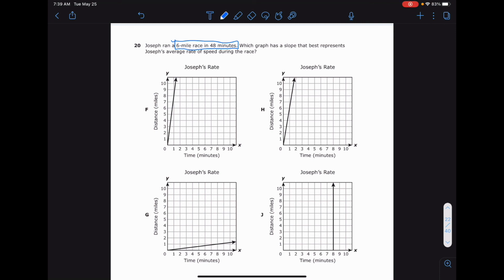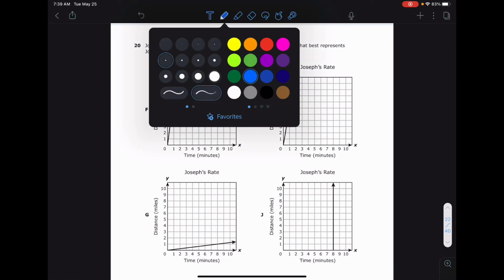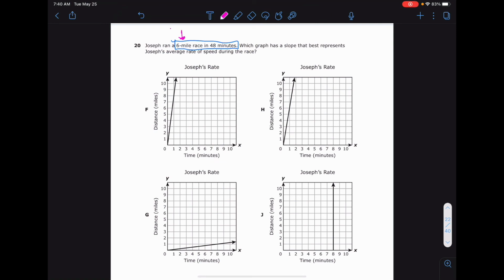So how many minutes does he run in total? 48. He runs 48 minutes. And how many miles does he run? That is very important. ¿Cuántas millas corre Joseph? He only runs 6. Only runs. Él nada más corre 6. So which one of these, if I do this, 6 is where I stop. So here I stop. What is stop? ¿Qué significa stop? Ahí es donde para.